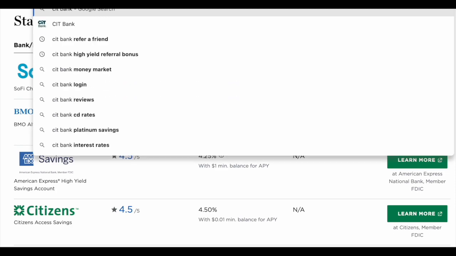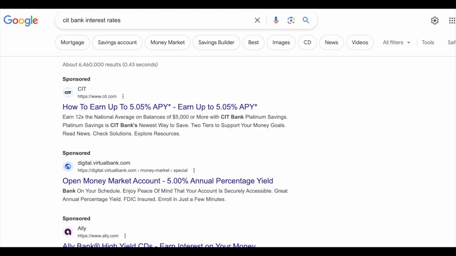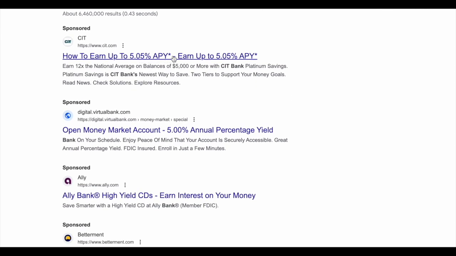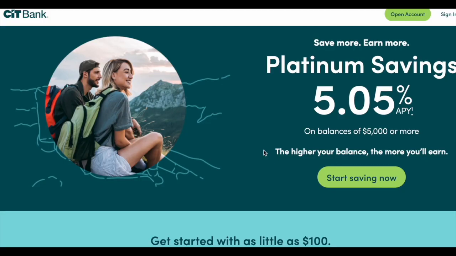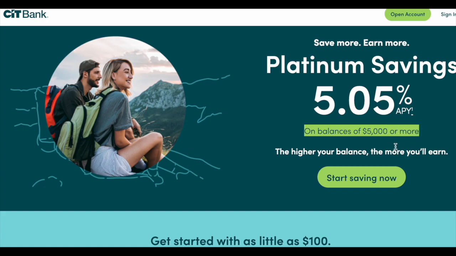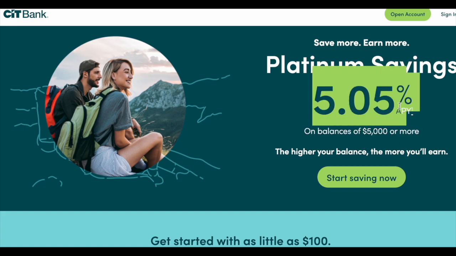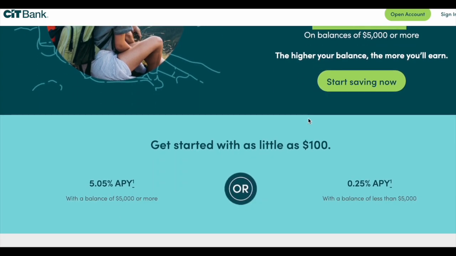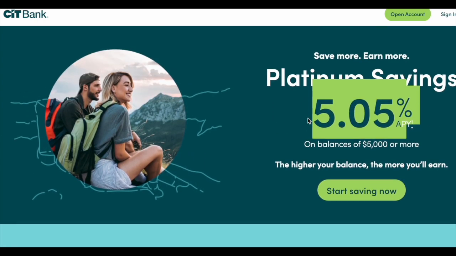And look at Citibank's interest rate. This is the one I use, and you don't have to use this. You can use anything you're comfortable with. But look at that. Citibank offers 5.05%. But the difference with this is they offer you the 5.05%, but you have to maintain a balance of $5,000 or more, and that's why you're getting this 5.05%. So it just shows you that there are other ways to park your money and make a little extra cash.